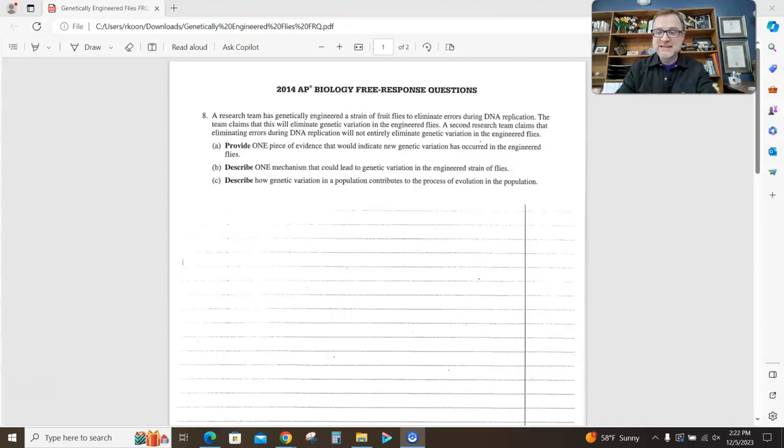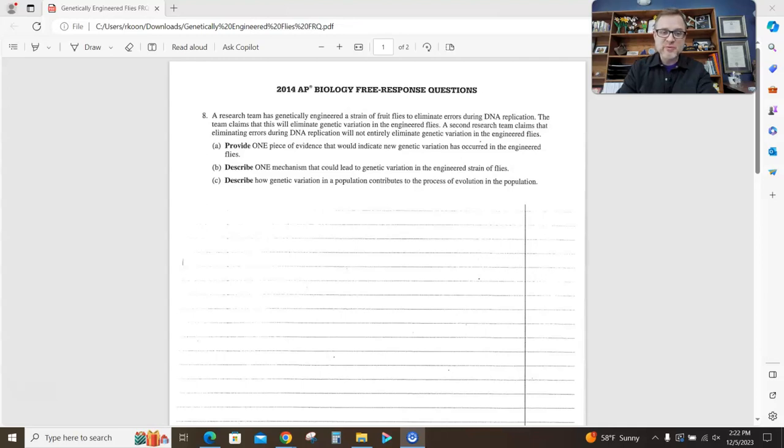All right, this is question 8 on the 2014 AP exam. A research team has genetically engineered a strain of fruit flies to eliminate errors during DNA replication. The team claims that this will eliminate genetic variation in the engineered flies. A second research team claims that eliminating errors during DNA replication will not entirely eliminate genetic variation in the engineered flies. A says provide one piece of evidence that would indicate new genetic variation has occurred in the engineered flies.